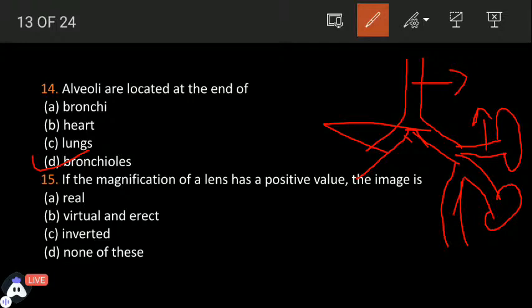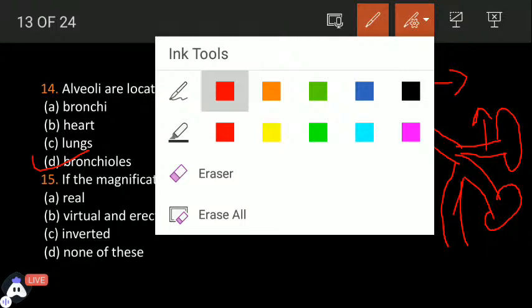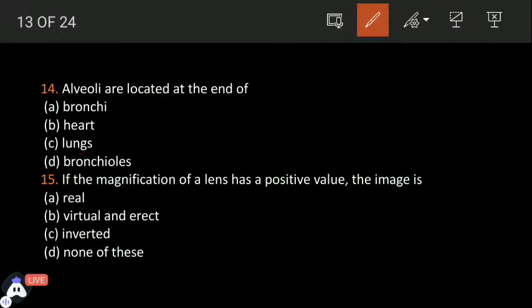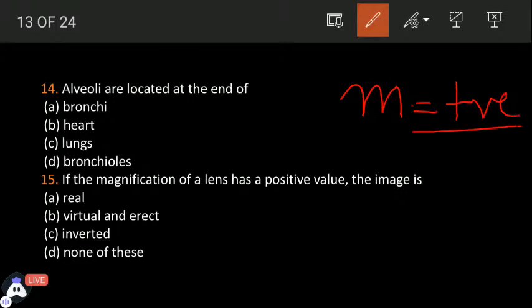Proceeding to the next, which is a problem. Now, light is considered a problematic chapter when it comes to the MCQs. Be careful with some of the ray diagrams and the basics, and then it is the easiest. You cannot make a mistake. Fine. If the magnification of the lens has a positive value, the image is. If magnification is positive, then you need to tell the image. What will be the image? The image will be real or virtual and erect or inverted or none of these.